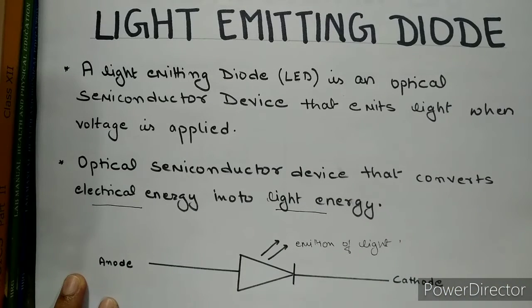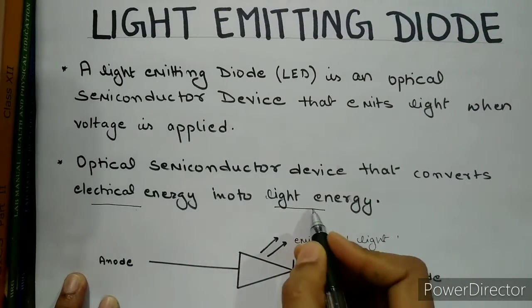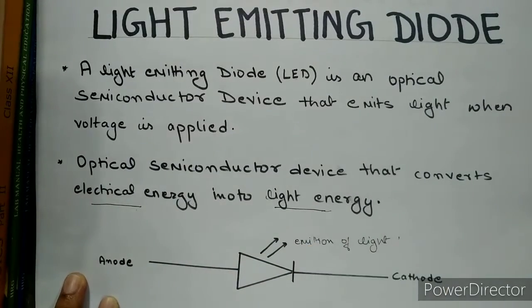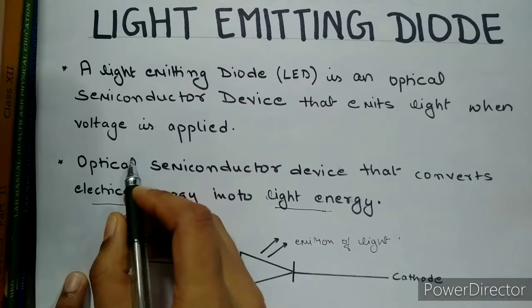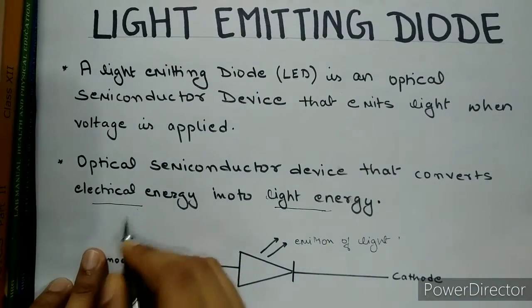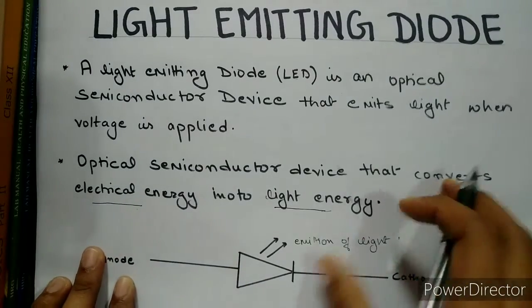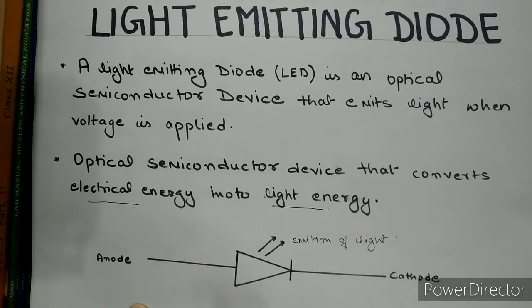In other words, we can say that an LED is an optical semiconductor device that converts electrical energy into light energy. Why electrical energy into light energy? Because, as we have mentioned, it emits light when voltage is applied. The voltage is the electrical energy and the light emitted is light energy. Here is the diagram, and these arrows show the emission of light. So when the voltage is applied, light is emitted.